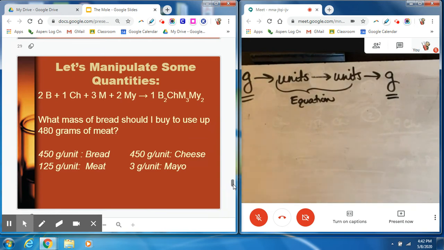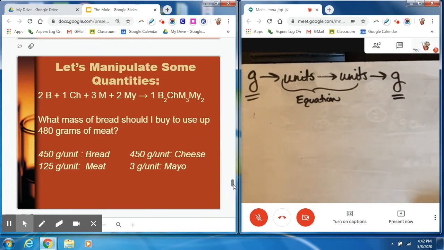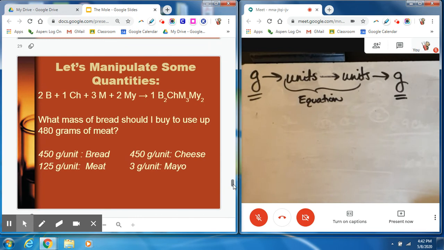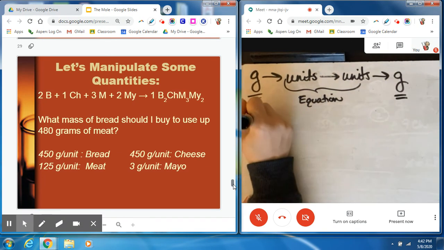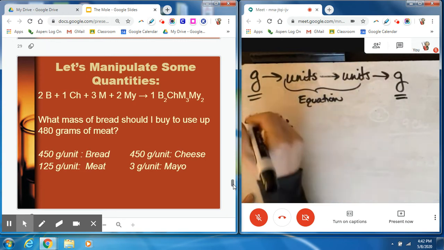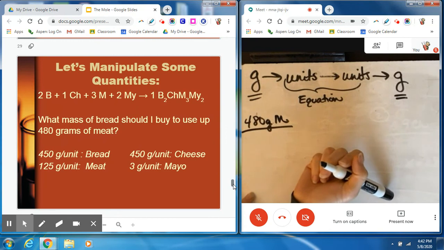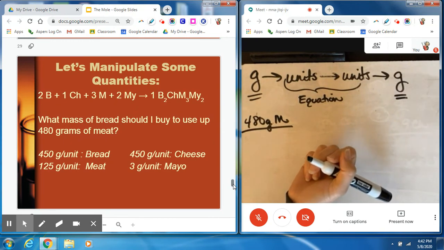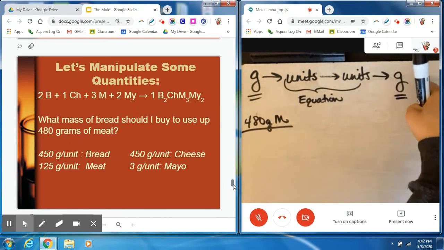All right, so what mass of bread would I need in order for me to use up 480 grams of meat? So what mass of bread is needed to use up 480 grams of meat? Notice I'm reading it more than once because it's important that I understand what all those numbers mean. Keep track of them all. So let me take a look. Okay, I know I have 480 grams of meat. What I don't know is how many grams of bread I will end up needing.